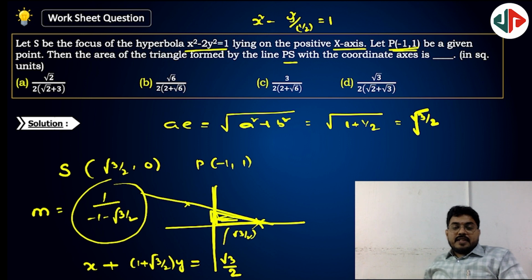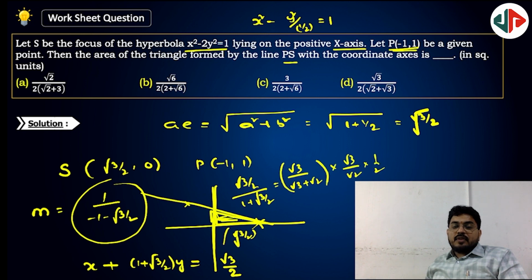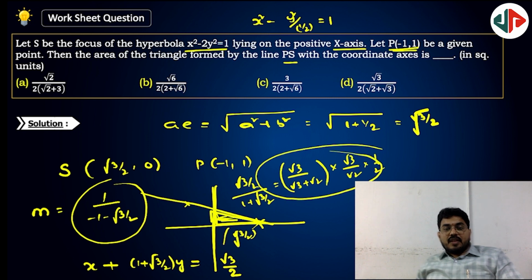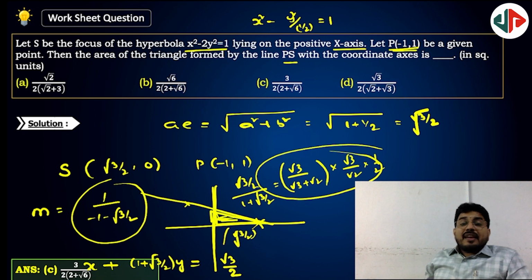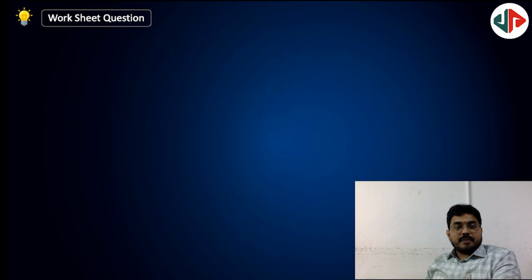The y-intercept is root 3 by 2 under root, divided by 1 plus root over 3 by 2, which is equal to root 3 by root 3 plus root 2. This is the answer. So you will get 3 by 2 times of 2 plus root 6. So not a big question here. The only thing is, what is the focus? Finding the focus is important.